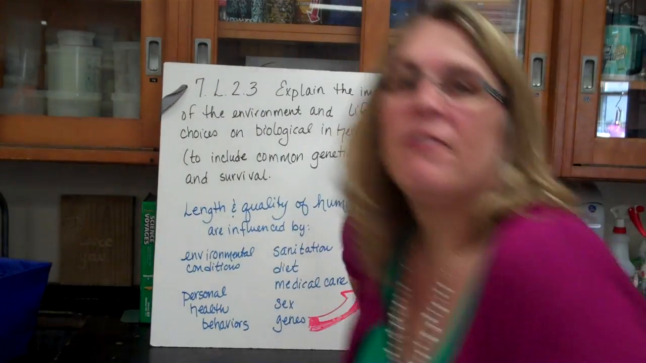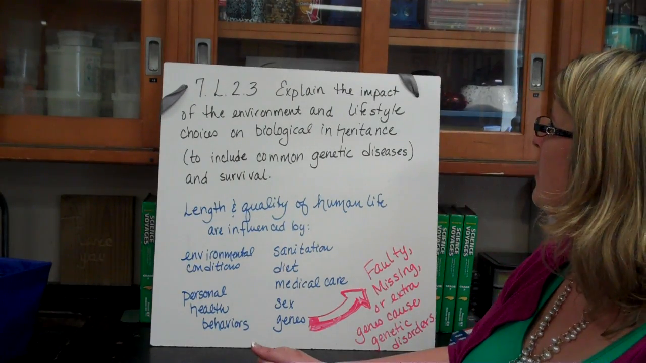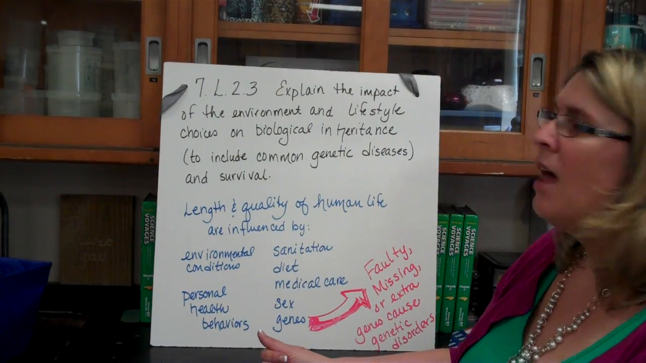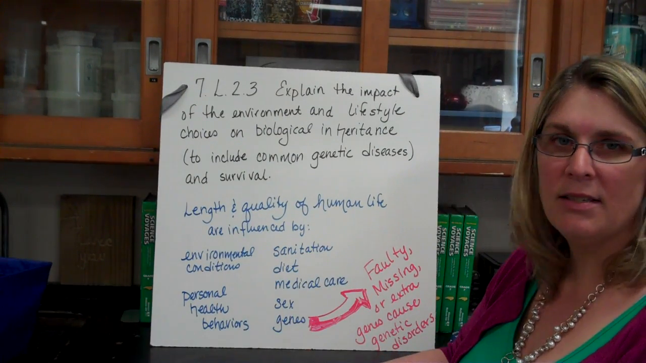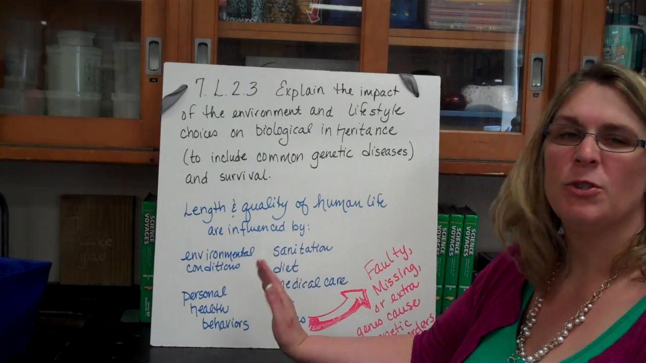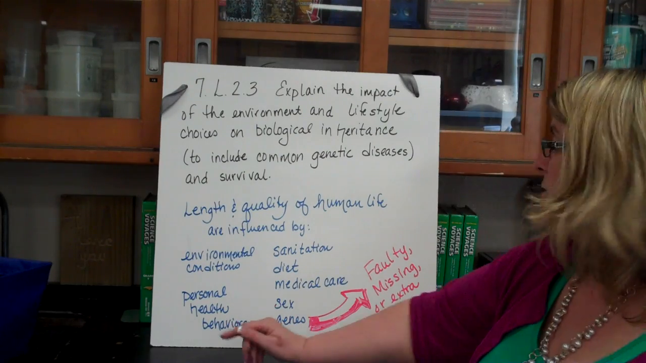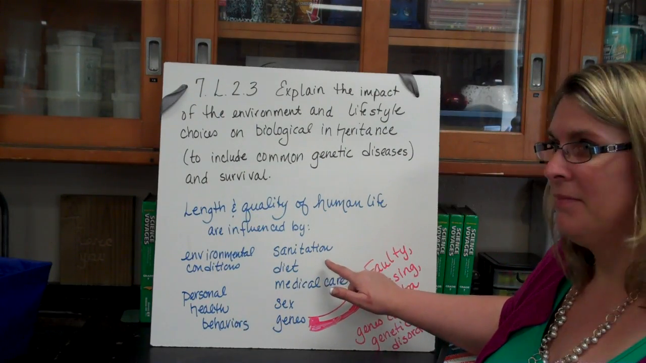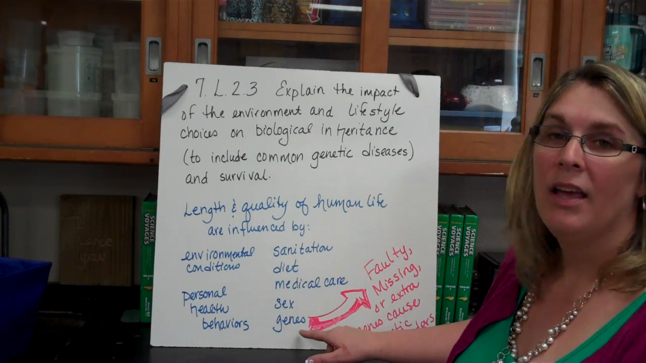Alright, ladies and gentlemen, our final standard for genetics is to explain the impact of the environment and lifestyle choices on biological inheritance to include common genetic diseases and survival. Now, the length and quality of the human life is influenced by several different things: environmental conditions, personal health behaviors, sanitation, diet, medical care, gender, and your genes.